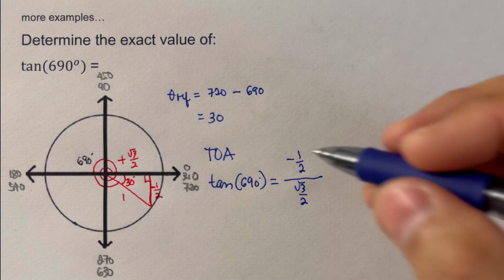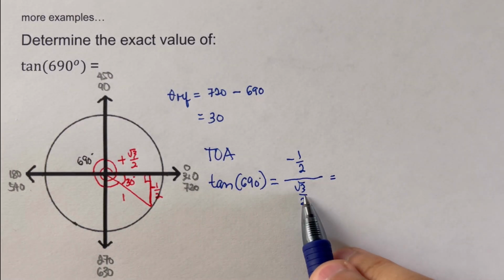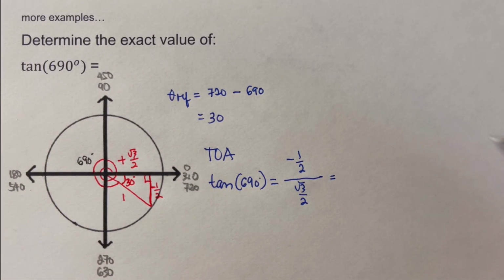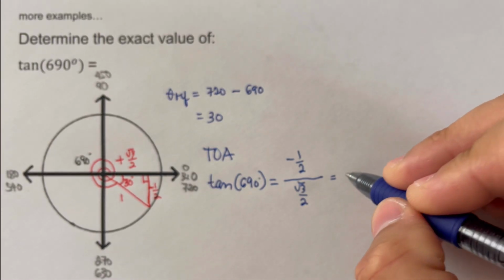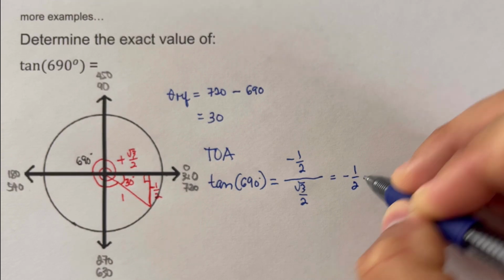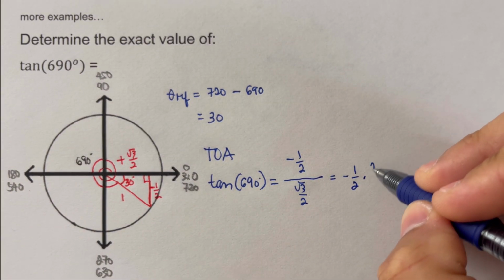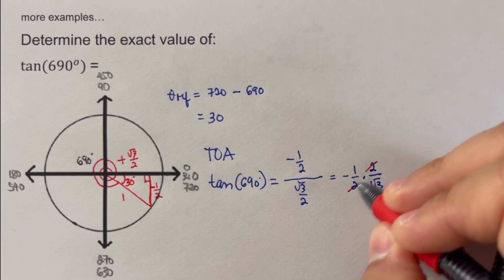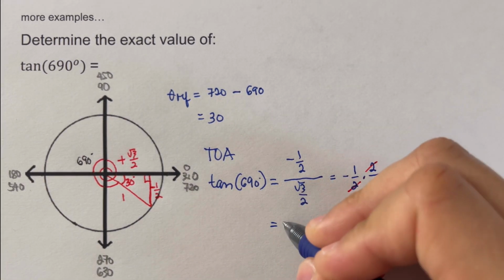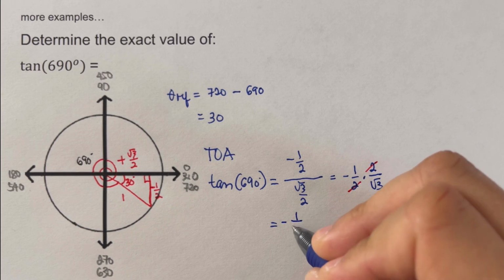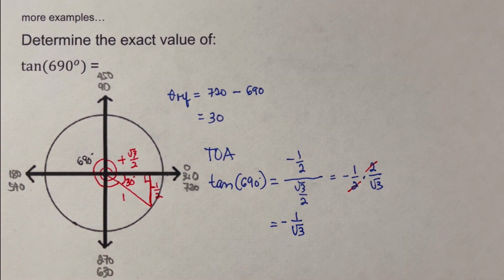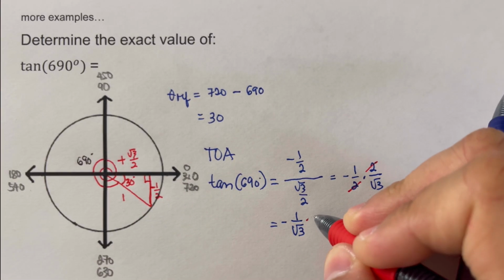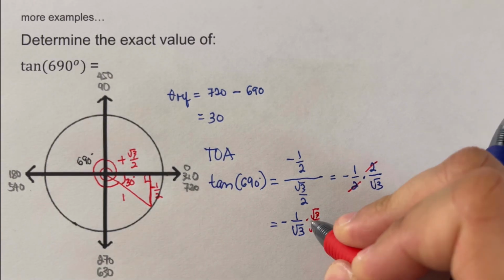Since this is a complex fraction, we are going to flip the denominator and multiply across. So this would come out, that's negative 1/2 times, flip this, that would be 2 over square root of 3. So we can cross out the 2 and the 2, so we're left with negative 1 over square root of 3. So we are going to rationalize the denominator since the square root of 3 is at the bottom. So we multiply both the numerator and the denominator by square root of 3 over square root of 3.